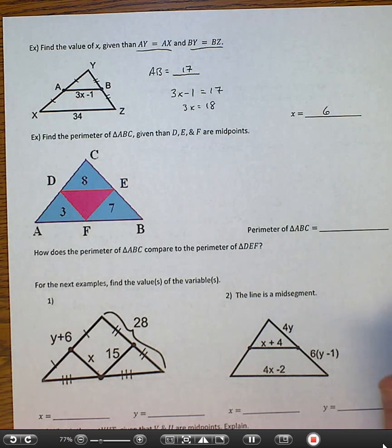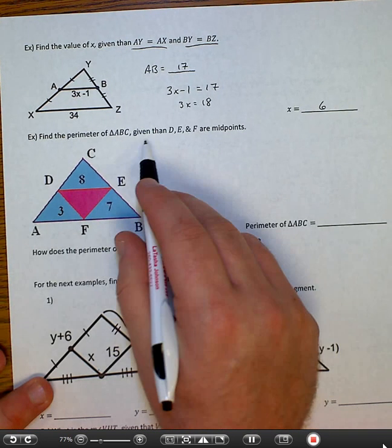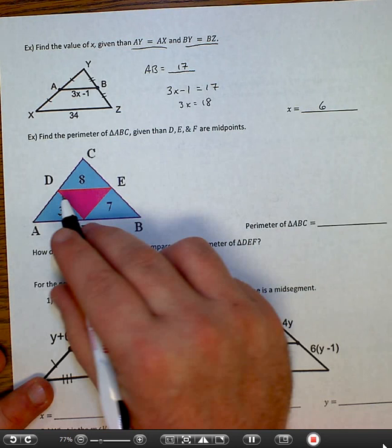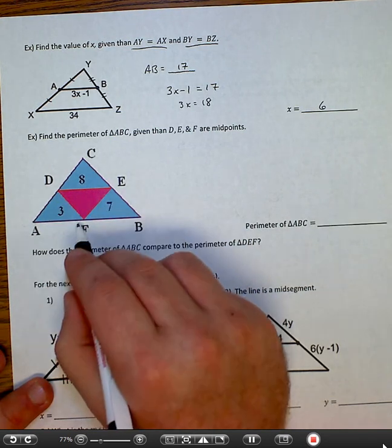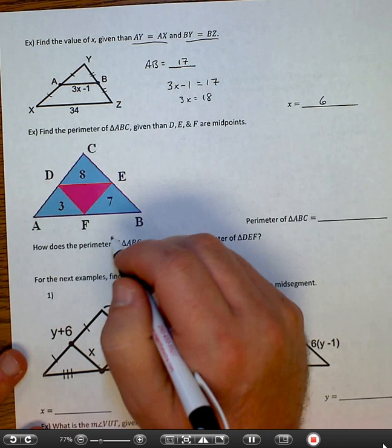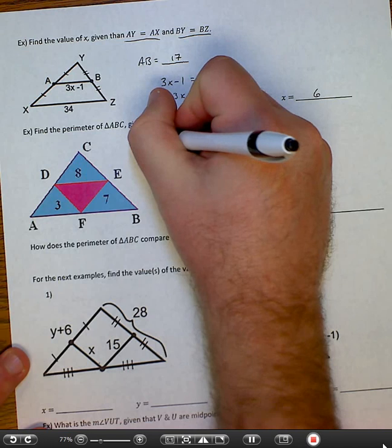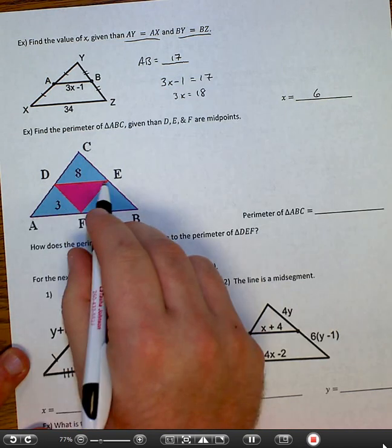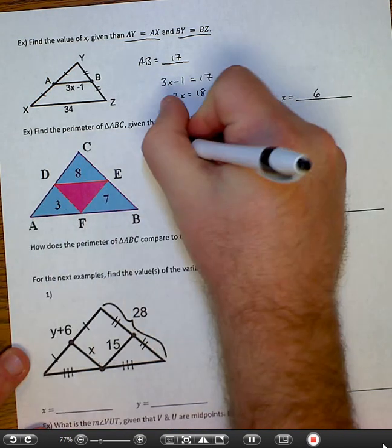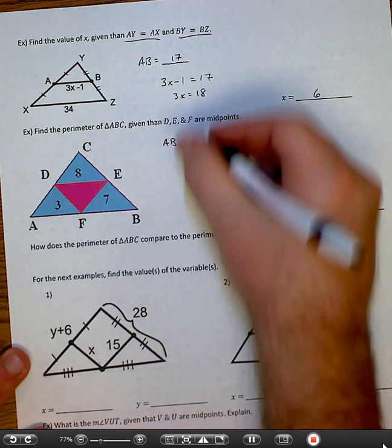Okay. The next one, find the perimeter of triangle ABC. So that's the big triangle. Given that D, E, and F are midpoints. So if D, E, and F are midpoints, that means you have 1, 2, 3 midsegments. Okay, well, DE is 8. The third side related to DE is AB, right? So if DE is 8, AB has to be 16.